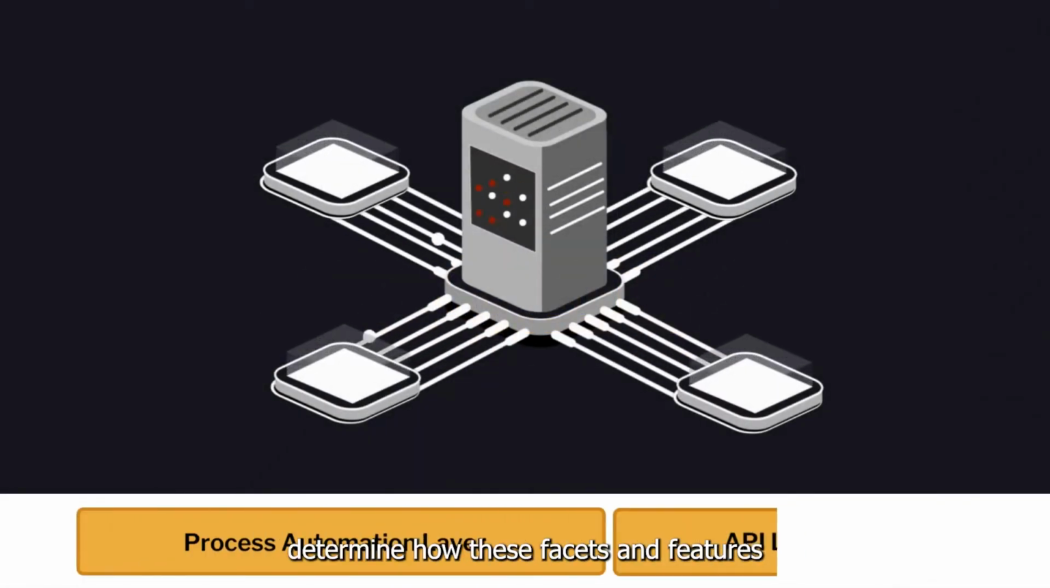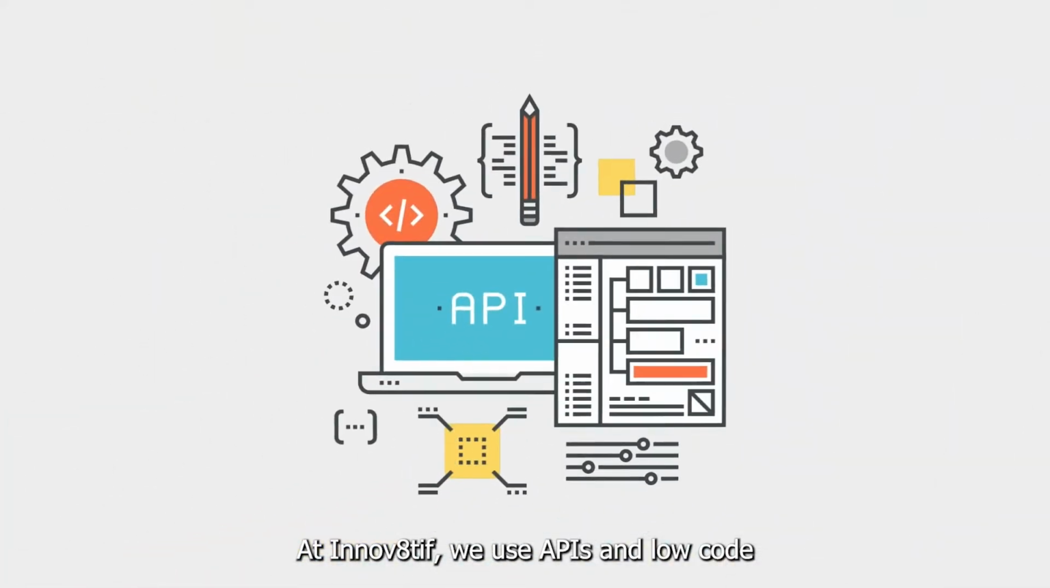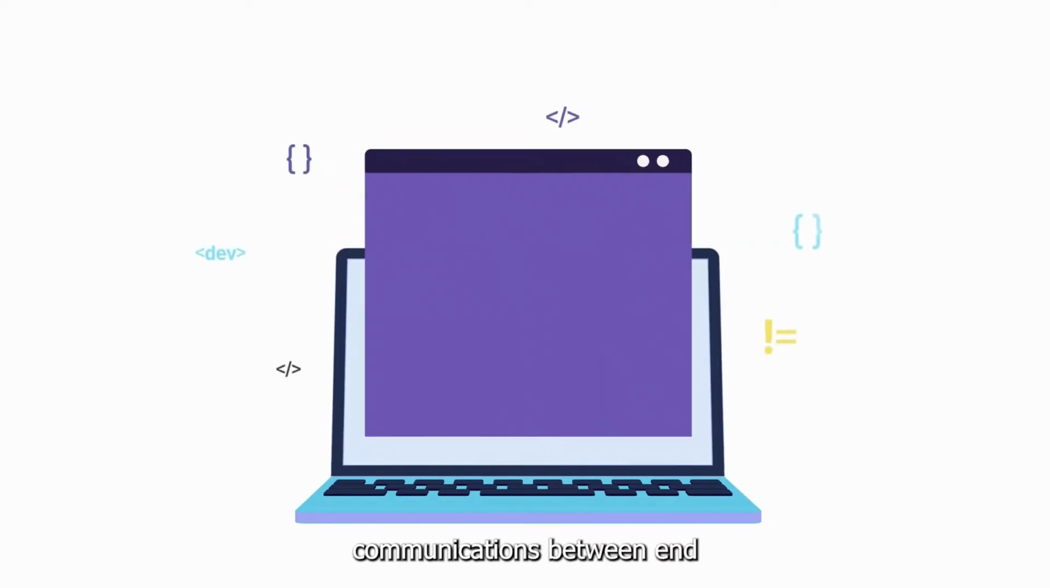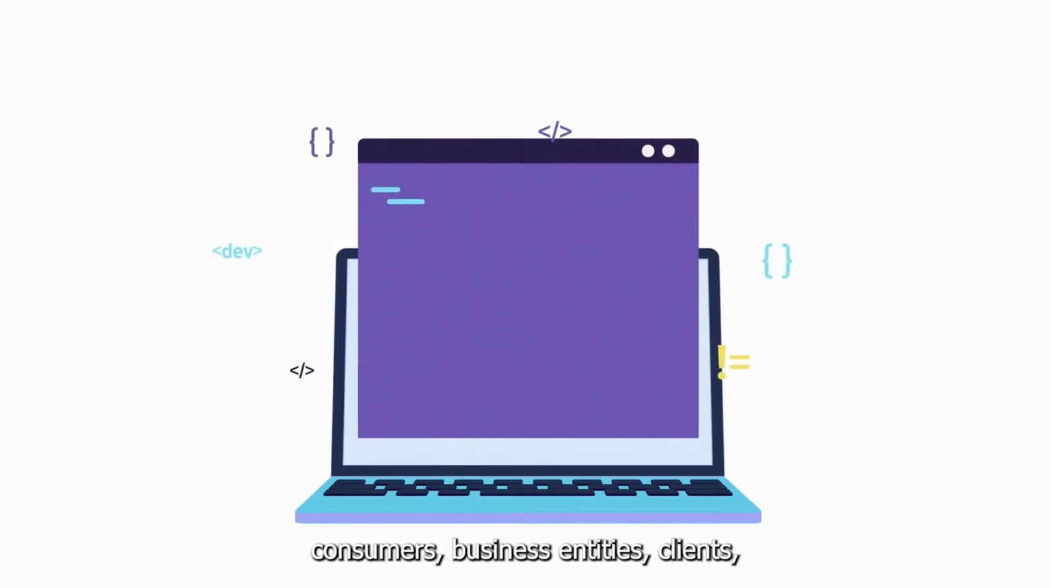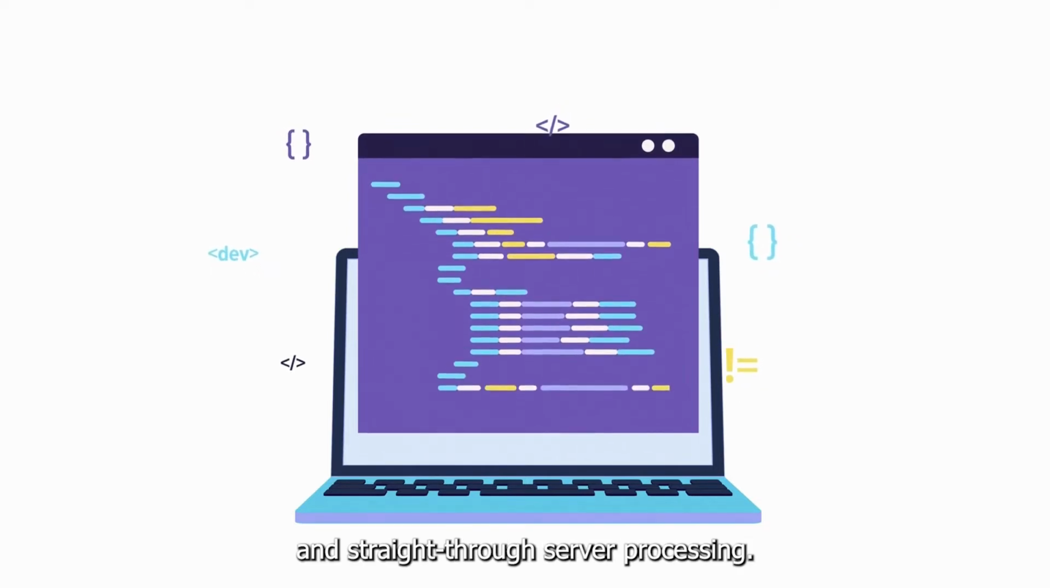The channels determine how these facets and features get delivered. At Innovative, we use API and low-code process automation to bridge communications between end consumers, business entities, clients, service providers and straight-through server processing.